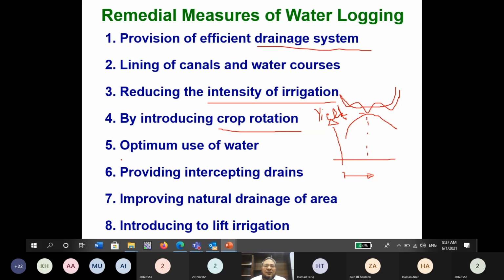Number six is providing intercepting drains. We will discuss intercepting drains shortly. And number seven, improving natural drainage of the area. And number eight, introducing lift irrigation. Lift irrigation means by pumping. Now these are all explained here.